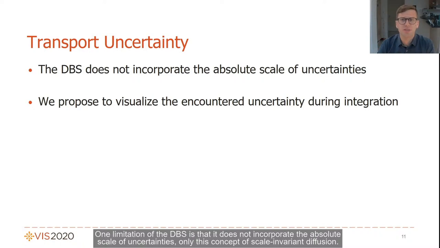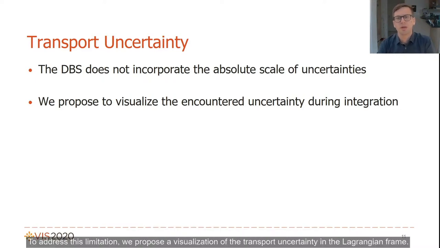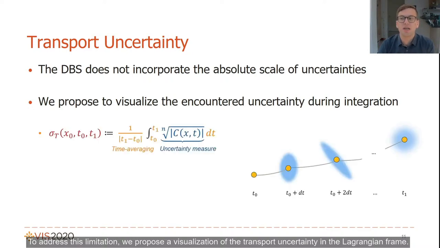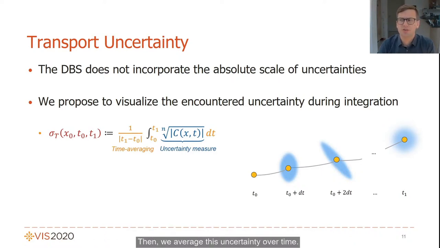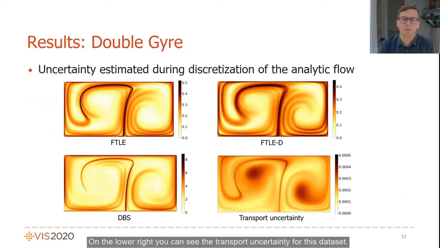One limitation of the DBS is that it does not incorporate the absolute scale of uncertainties, only this concept of scale invariant diffusion. To address this limitation, we propose a visualization of the transport uncertainty in the Lagrangian frame. In detail, we advect a tracer particle, and at each step, we measure the encountered uncertainty, which is the spread of the covariance matrix. Then we average this uncertainty over time. On the lower right, you can see the transport uncertainty for this dataset. For example, it shows a high uncertainty in the center of both gyres.